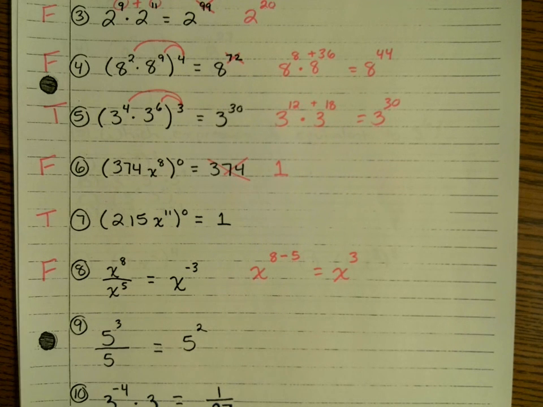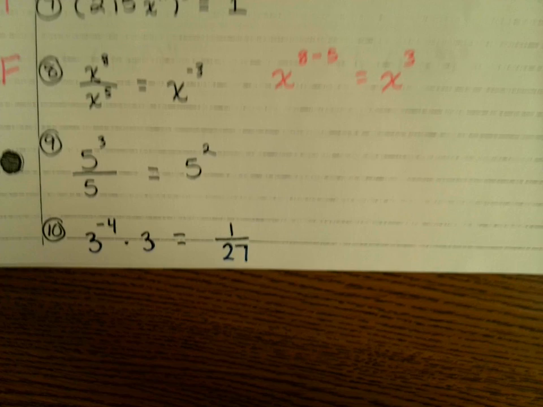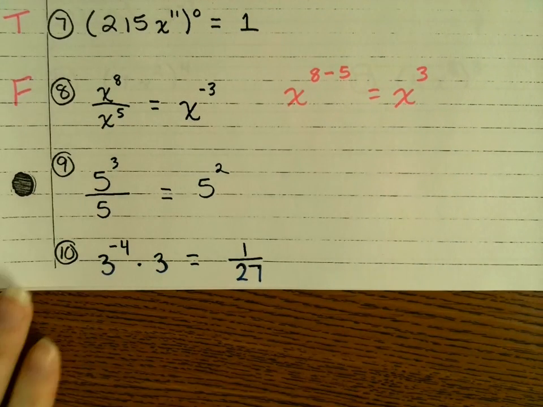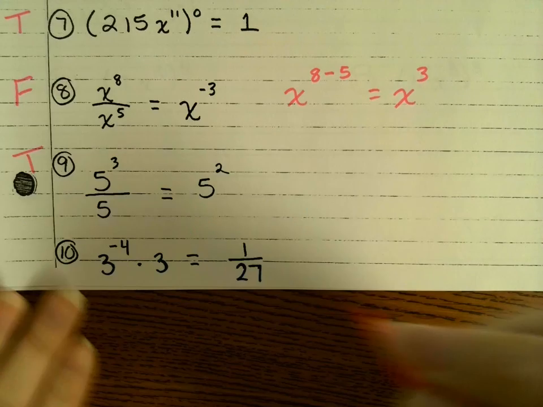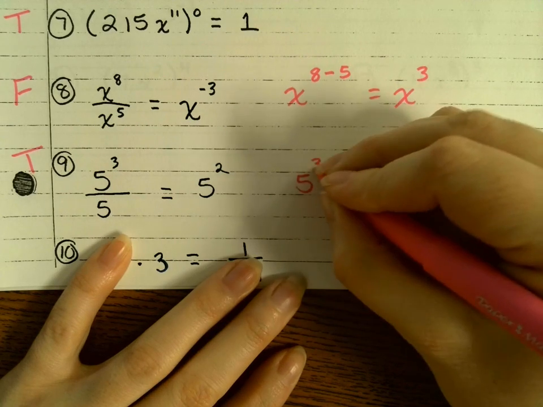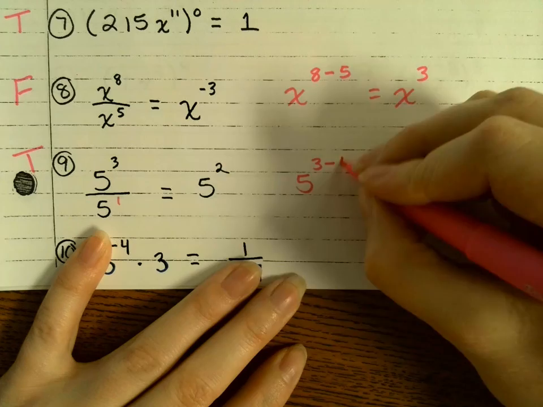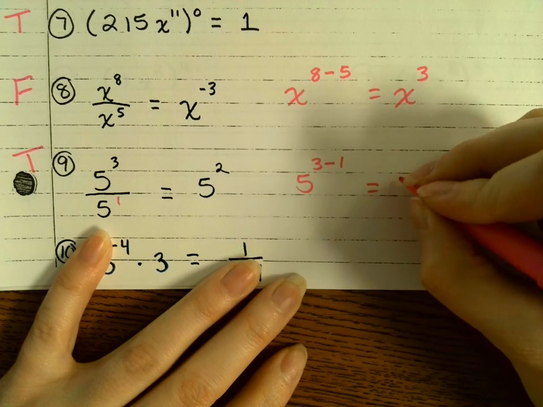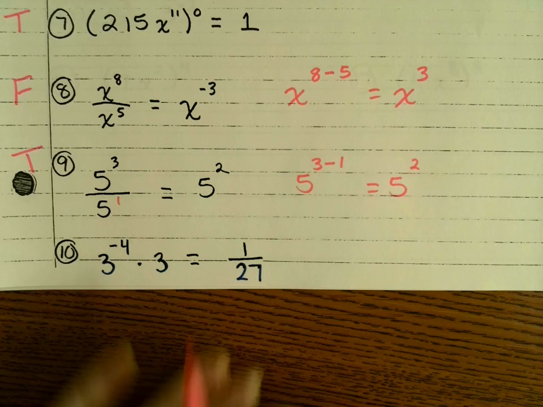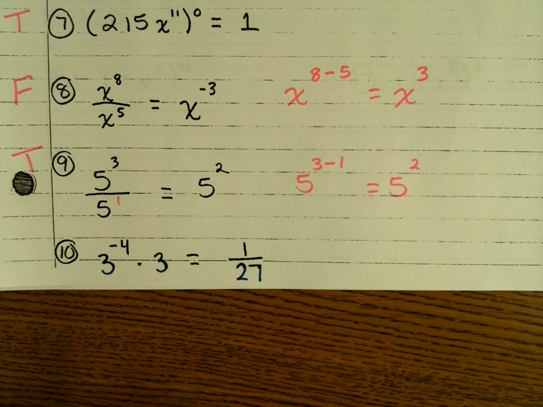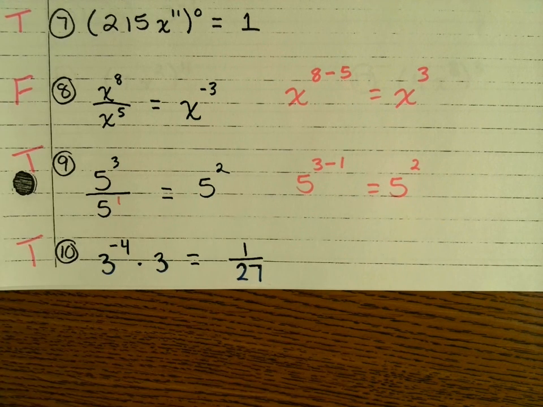For problem number 9, this is a true statement because, again, 5 to the 3rd, you're going to then subtract the exponent here, which is a 1. 3 minus 1 is going to equal 2, so you get 5 to the 2nd power. That is a true statement. For problem number 10, this is also a true statement.